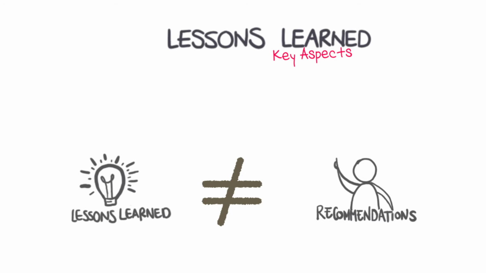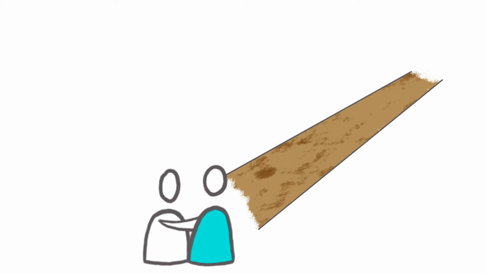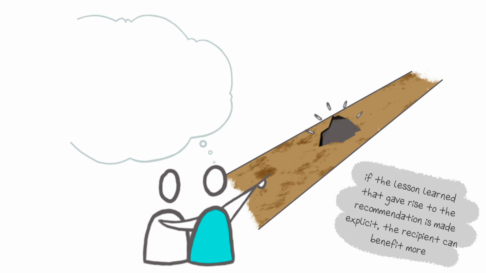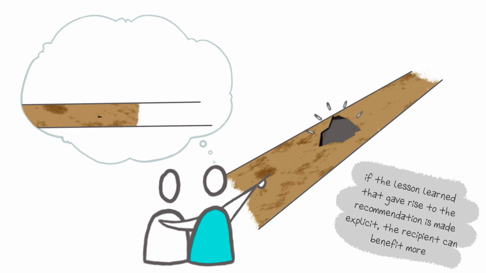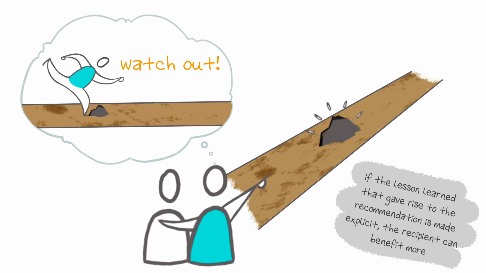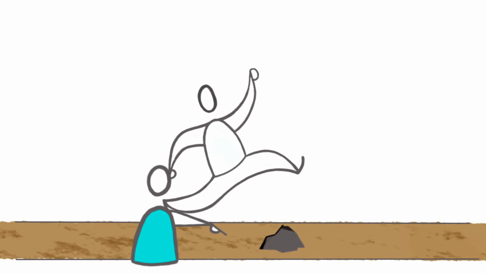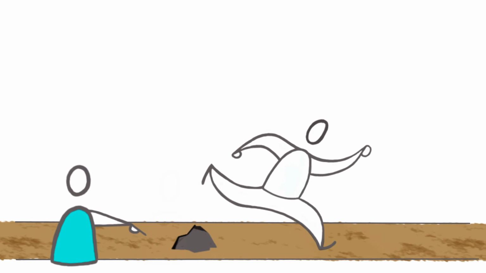1. Lessons learned are different from recommendations. Behind each recommendation, there is always a valuable lesson learned. While the recommendation is a valuable reflection and can be used by others, if the lesson learnt that gives rise to the recommendation is made explicit, the recipient can benefit more because they will understand what to avoid or what to encourage by embracing the recommendation given in a specific context.